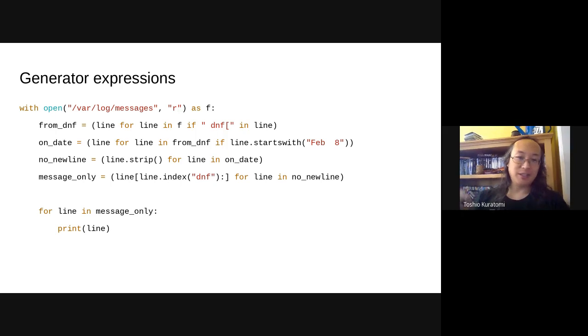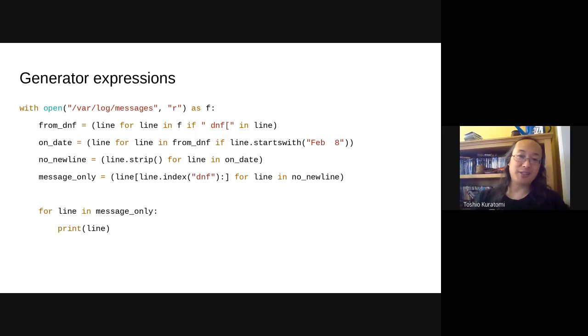So then we have the second list. If this was a list comprehension, we'd have a second list here that got created with the subset of February 8th. And then we want to transform it. We want to remove the new lines, so we strip the new line off. So then we'd end up with the same number of lines, but with one less character in each line. And then we say, okay, message only. We only want the message portion, what comes after DNF, not what comes before. So then again, we have all those same lines with the front portion removed.